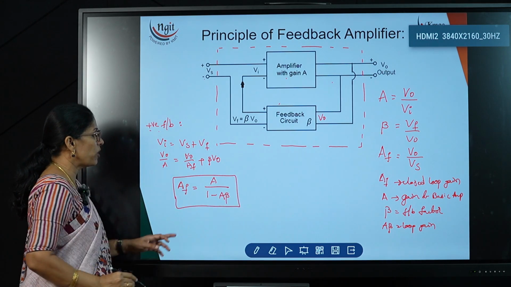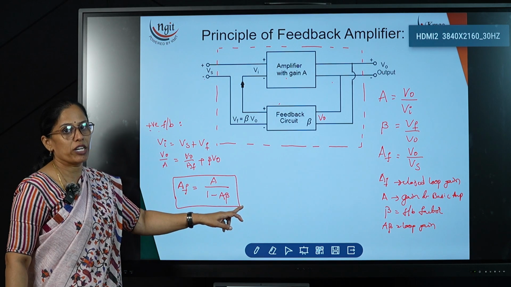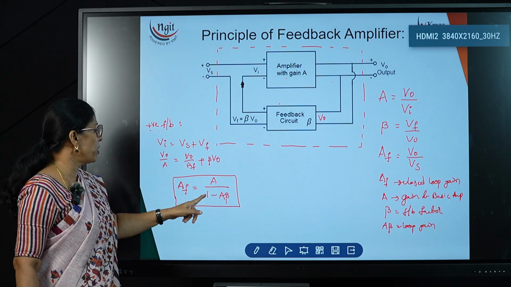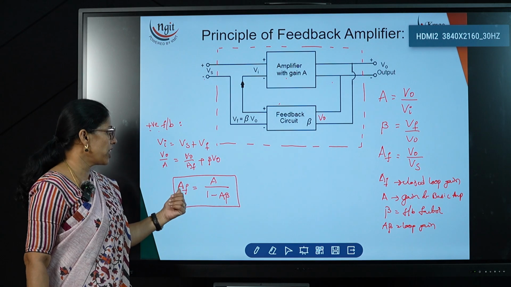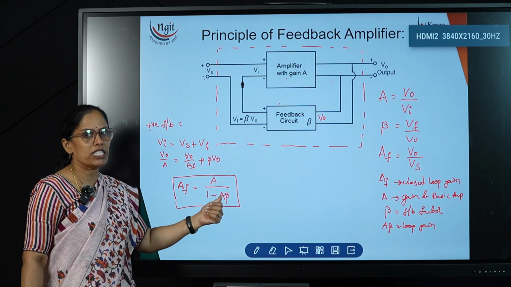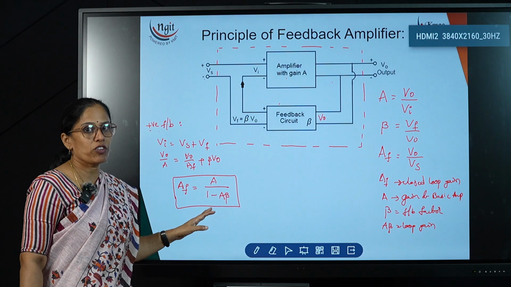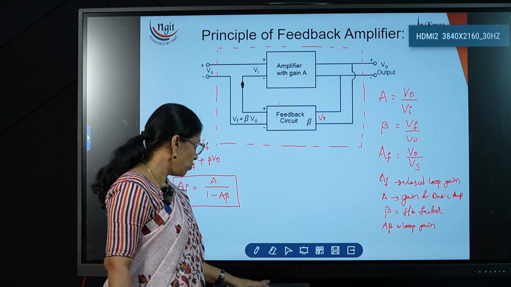In the case of negative feedback, we got 1 plus A beta in the denominator. Now, in the case of positive feedback, we get 1 minus A beta. AF is equal to A by 1 minus A beta. Now, these are the expressions for the positive and negative feedback.